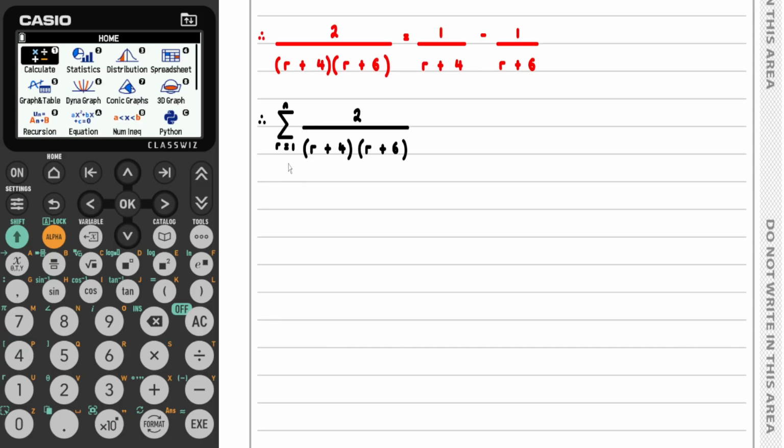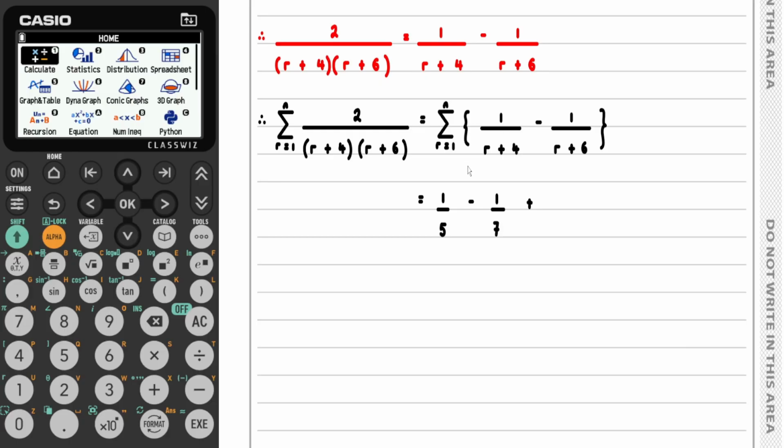Now, we've got this sum from r equals 1 to r equals n of 2 over (r+4)(r+6). What this is the same as, using this result, is the sum of 1 over r+4 subtract 1 over r+6 from r equals 1 to r equals n. And now we need to substitute in terms from r equals 1 to r equals n and add those together. When r is equal to 1, I've got 1 over 1+4, which is a fifth, subtract 1 over 1+6, which is a seventh.